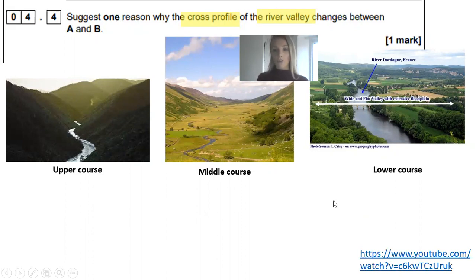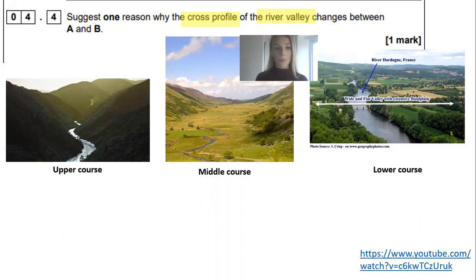Now, let's just pause there with that exam question. Let's just think about the theory behind this. In the exam, you are most likely going to experience a question where you need to describe the cross profile of the river valley or the river channel. Okay, now these are two completely different things. The river valley refers to the land around the river.